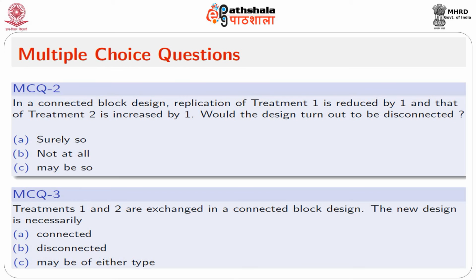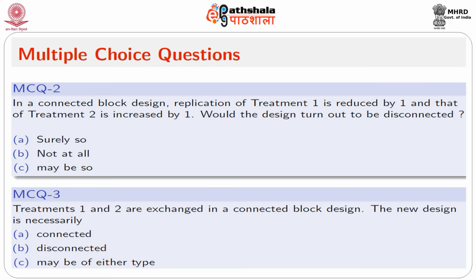Okay, so you are served with the connected block design. You don't know what is happening to that general connected block design. It has any arbitrary pattern. All you know is that the design is connected. Now suddenly for treatment number 1, you take out 1 and for treatment number 2 you put 1. Now the question is whether the design is connected or not. Will it necessarily be disconnected? There are three interesting options. Okay, what is the next one?